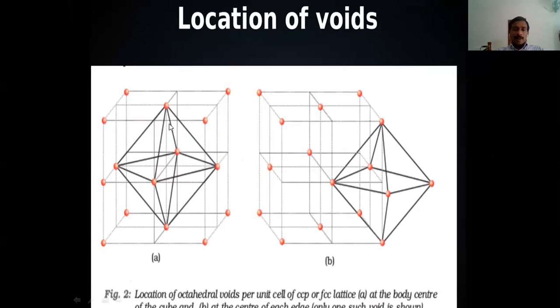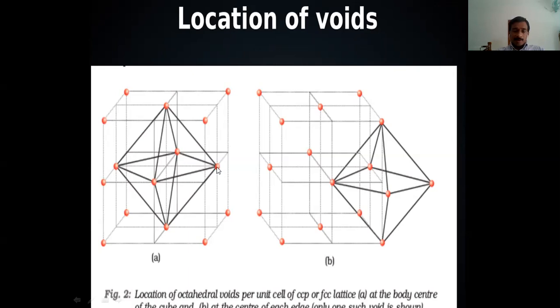Again, you can see it is a face-centered cubic unit cell. Here, at the body center, there is nothing. No sphere at the body center. And it is the front face. One particle is present here in the middle. It is the back face. One particle is present there.